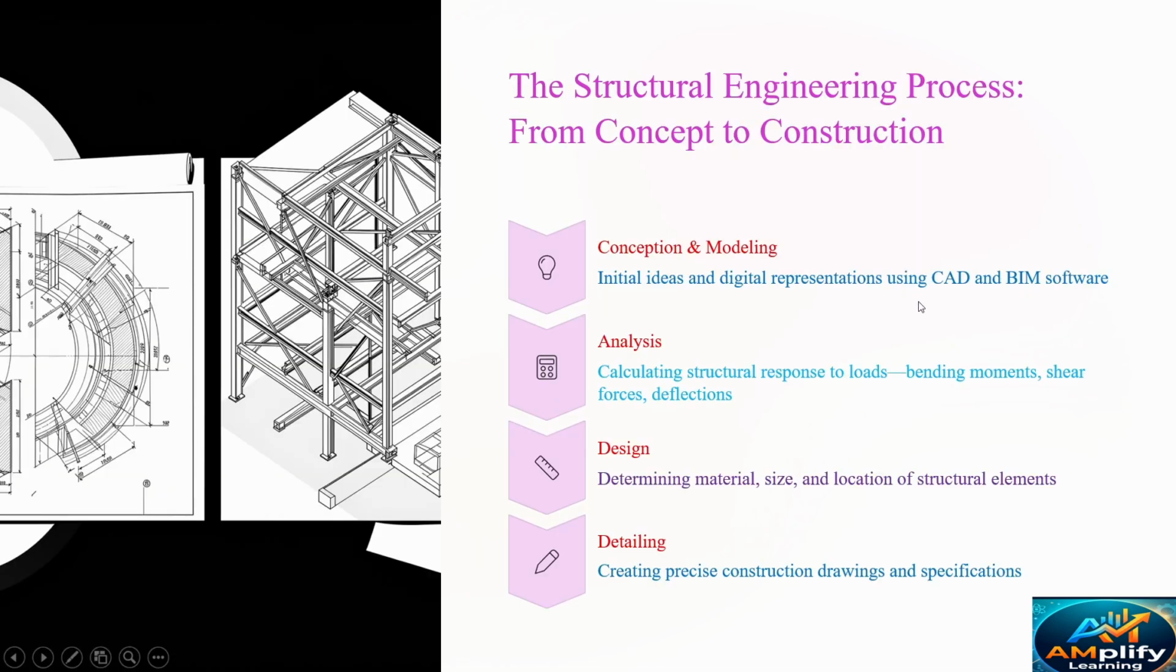What is the structural engineering process? Very important. In the structural engineering process, we use various software like STAAD Pro, AutoCAD, ETABS, MIDAS Civil, CSI Bridge, Revit, and others. The main steps of the design process are: first modeling, second analysis, third design, last detailing.